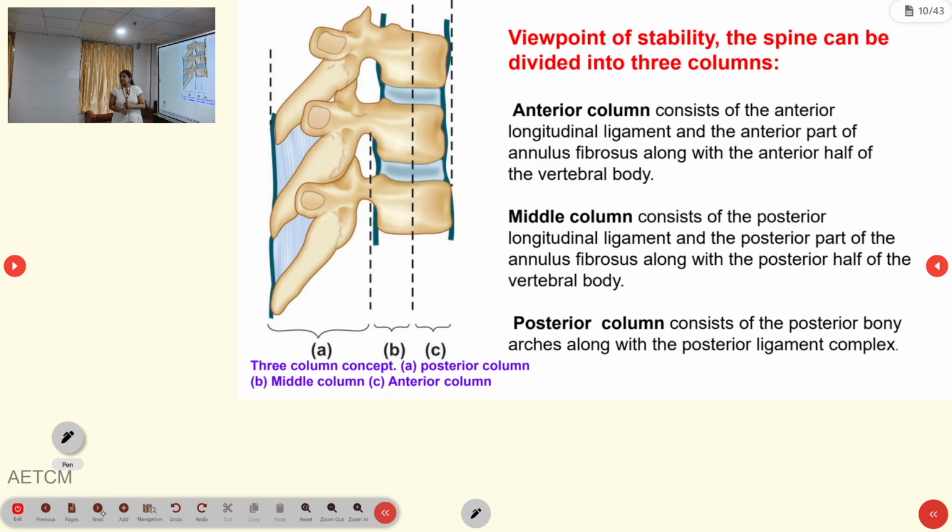Now, from the viewpoint of the stability of the spine, we divide the entire lumbar spine into the anterior column, middle column, and the posterior column. The anterior column mainly contains the anterior longitudinal ligament, the anterior part of the annulus fibrosus of the intervertebral disc, and the anterior arch of the vertebral body. The middle column comprises the posterior longitudinal ligament, the posterior part of the annulus fibrosus, and the posterior half of the vertebral body. The posterior column consists of the bony arches, that is the neural arch here, and also the posterior ligaments, that is the interspinous ligaments.